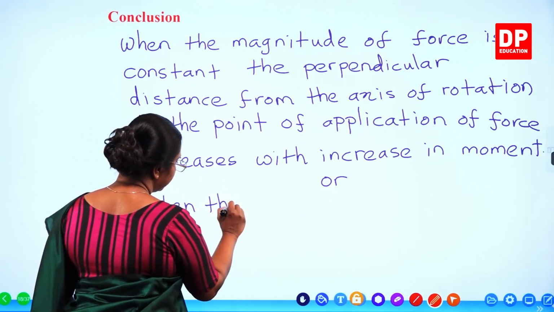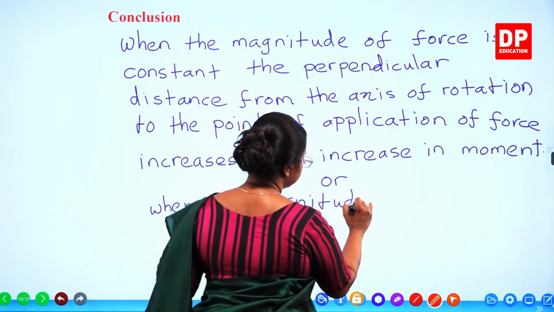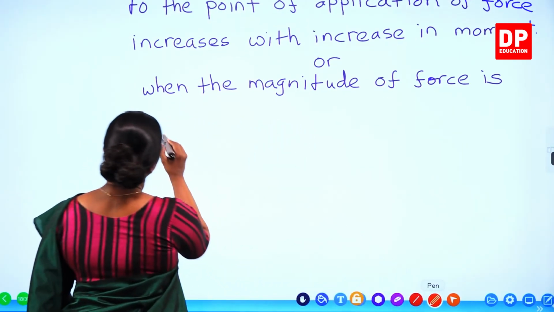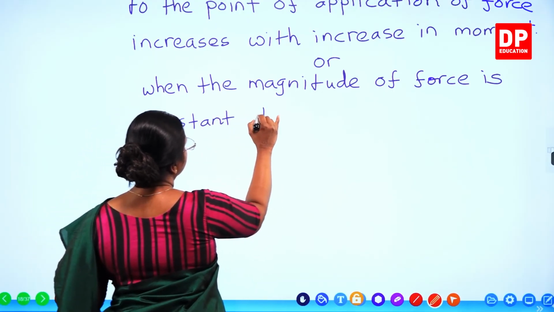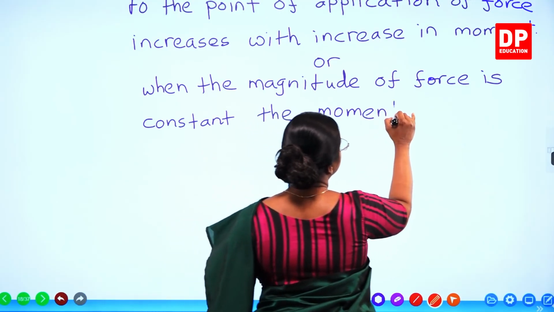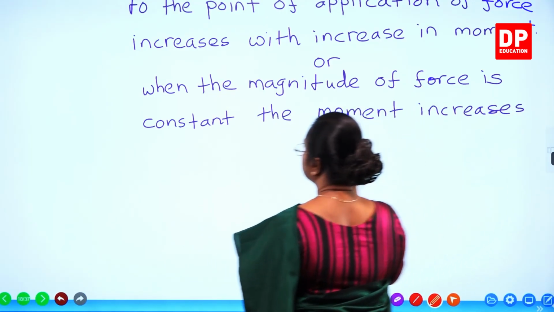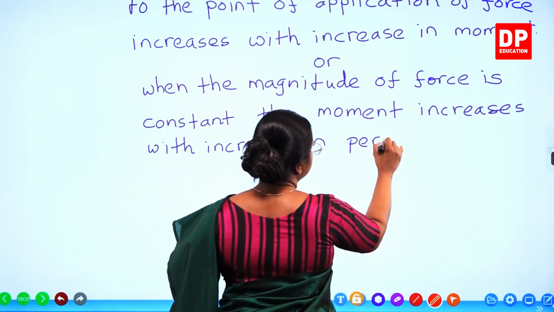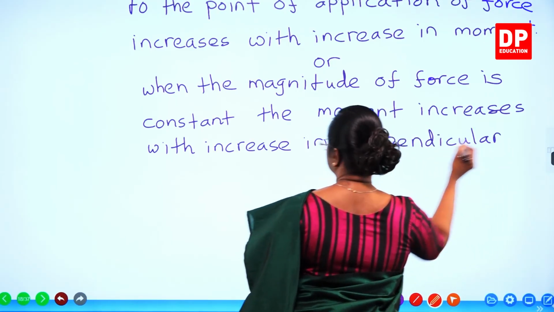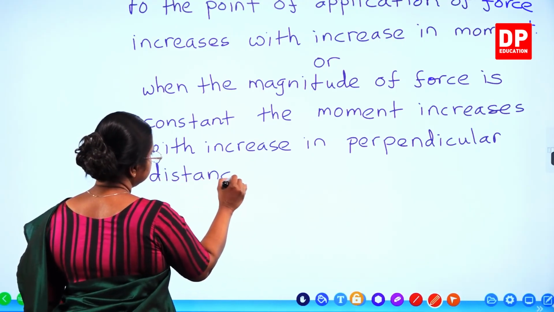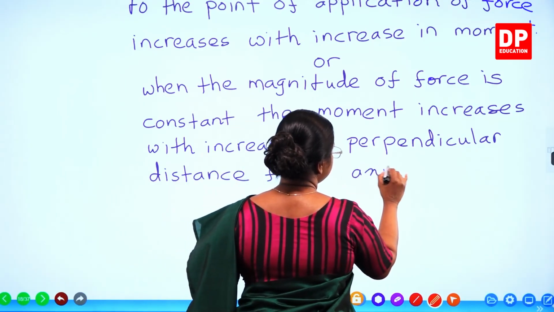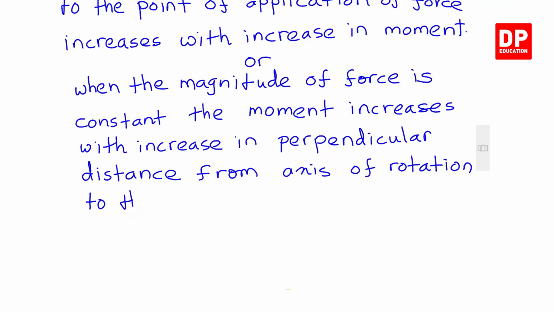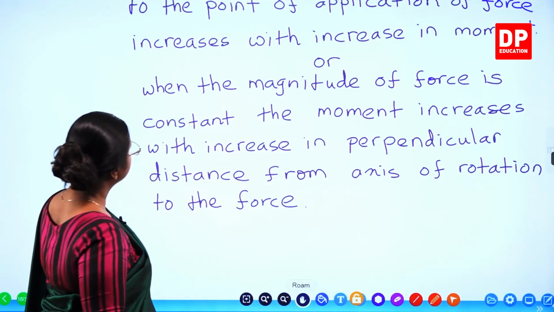when the magnitude of force is constant, the moment increases with increase in perpendicular distance from axis of rotation to the force. So that is the conclusion.